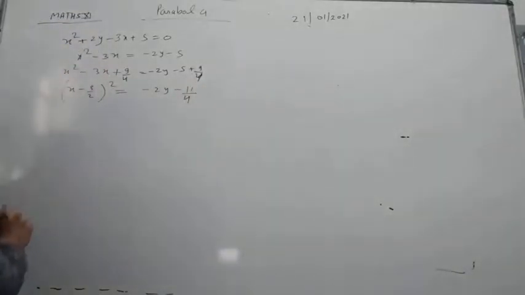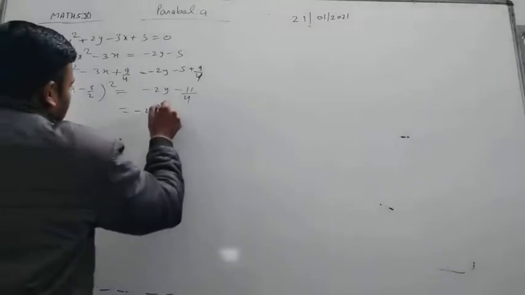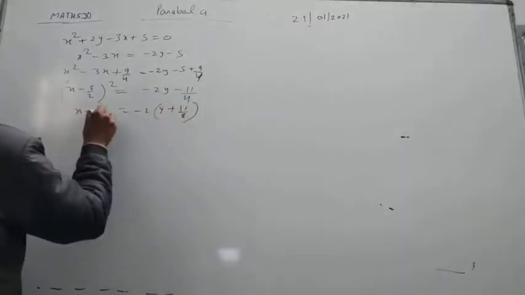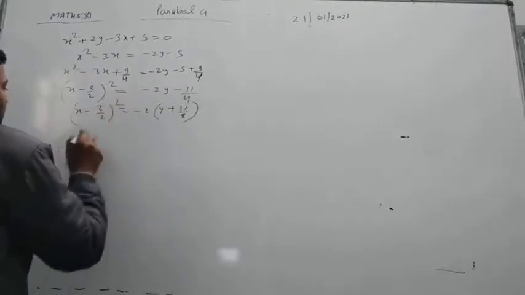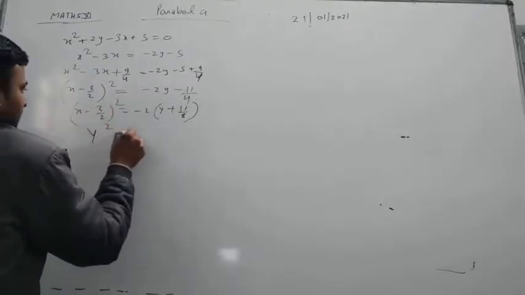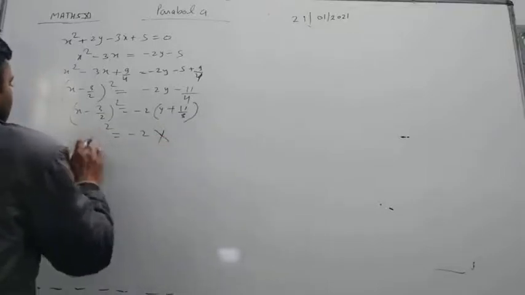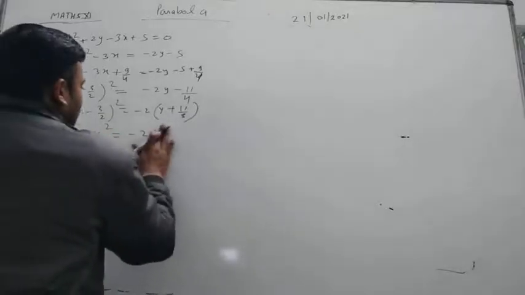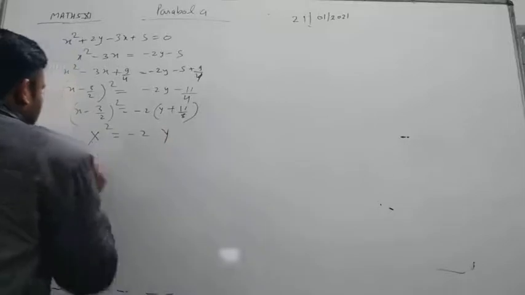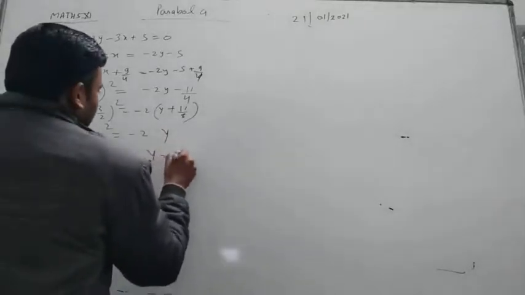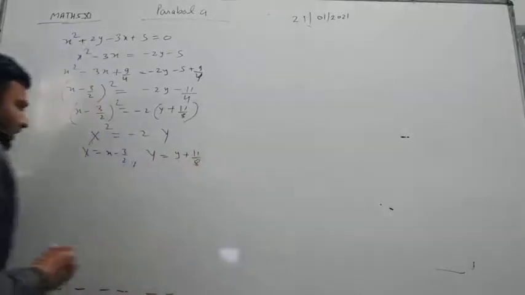Okay, student. So we are seeing that, taking minus 2 outside, y plus 11 by 8. So x minus 3 by 2 whole square. Now comparing, we can write capital X square is minus 2 capital Y, where capital X is x minus 3 by 2 and capital Y is y plus 11 by 8.